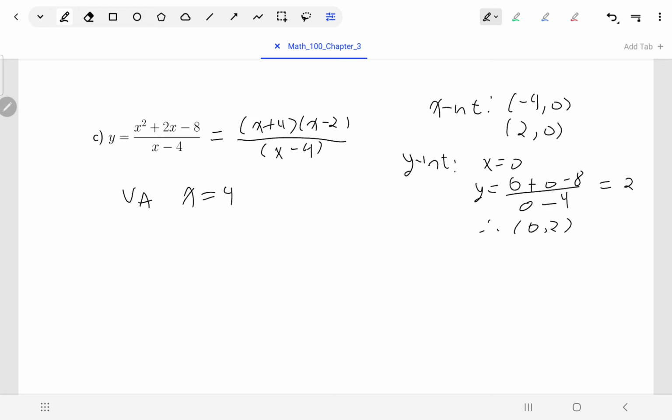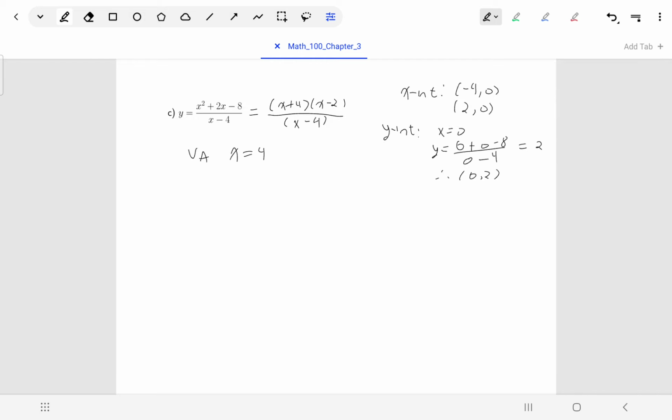So actually lots of pre-calc information already. 2 x-intercepts, 1 y-intercept. We've got a vertical asymptote. Also, if we're thinking about horizontal, definitely not a horizontal asymptote because the top has the bigger degree, but we do have a slant asymptote because the difference between the degrees is 1. So I know that I'm going to have a slant asymptote, and I can find that by doing a little quick division.